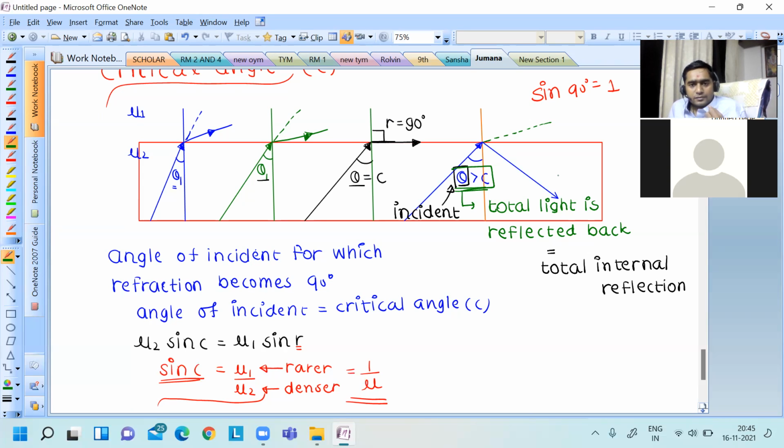We can also use total internal reflection for communication, like optical fibers. Then the mirage effect and the looming effect. Mirage and looming effects we will see tomorrow. Mostly, tomorrow most of the optics part, meaning this light chapter, will be over.